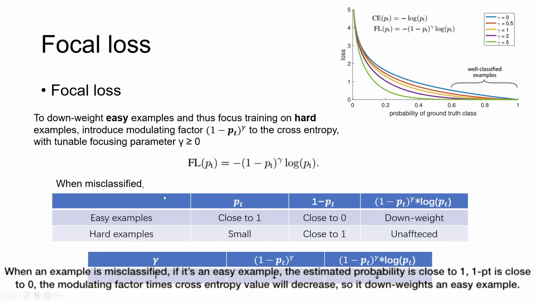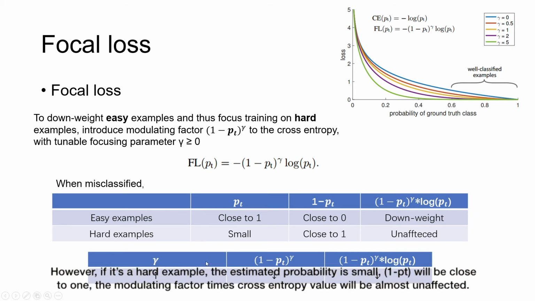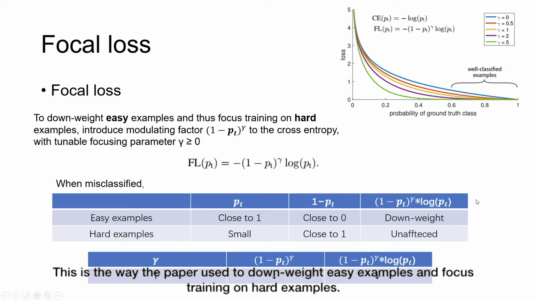When an example is correctly classified, if it's an easy example, the estimated probability for it is close to 1, so 1 minus pt will be close to 0. Then that's the modulating factor times the cross entropy. The value will decrease, so we downweight the easy examples. However, if it's a hard example, the estimated probability for it is small, so 1 minus pt will be close to 1. Then that's the modulating factor times the cross entropy again. The value will be almost unaffected. This is the way the paper used to downweight easy examples and focus training on hard examples.